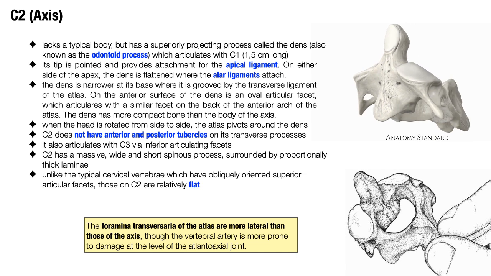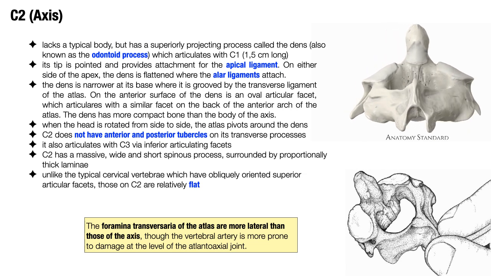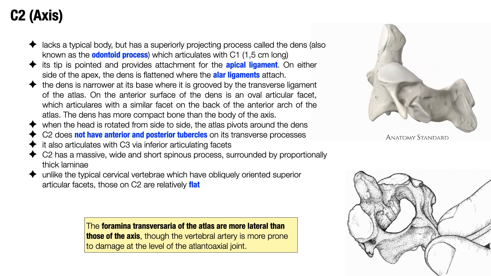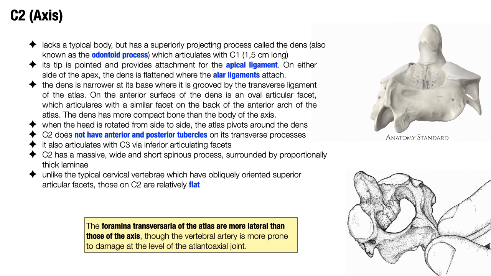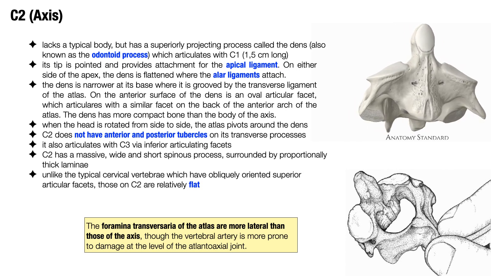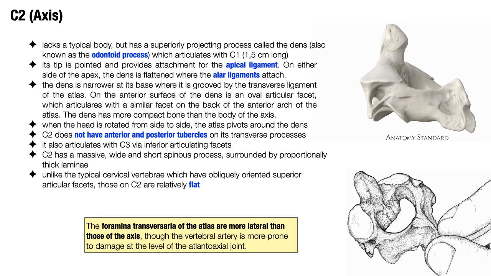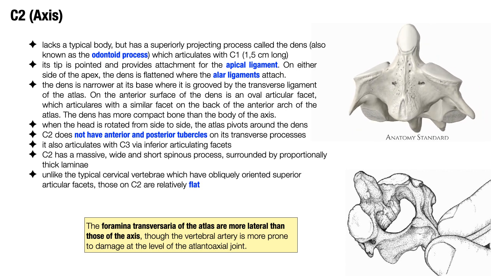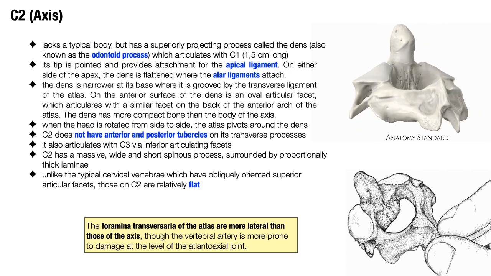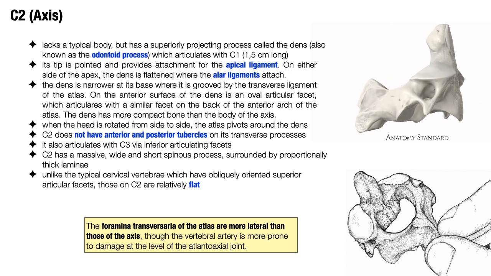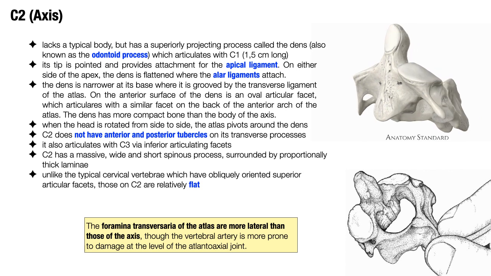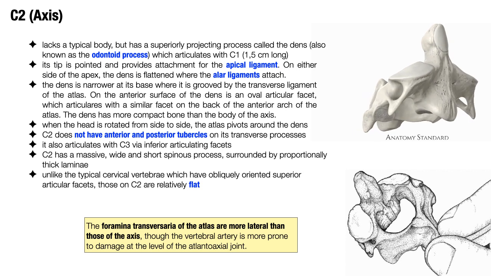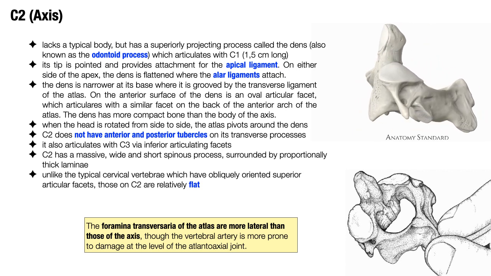And let's go for the axis, C2. This one has a particular body with a dens, also called the odontoid process, protruding upwards to articulate with the atlas. At the tip of the dens the apical ligament attaches, we will see that later, and on either side the alar ligaments attach. These ligaments travel upwards to attach to the occipital bone, so the axis is attached to the occipital bone as well. We will see them, as I told you, in the next video.